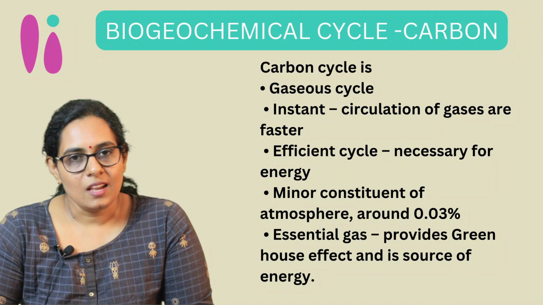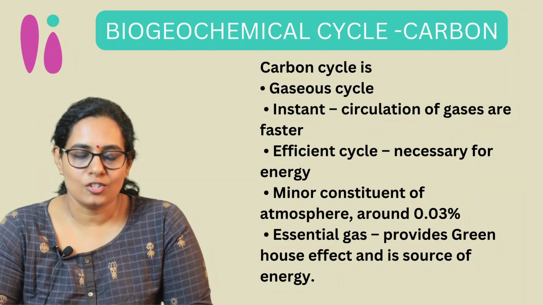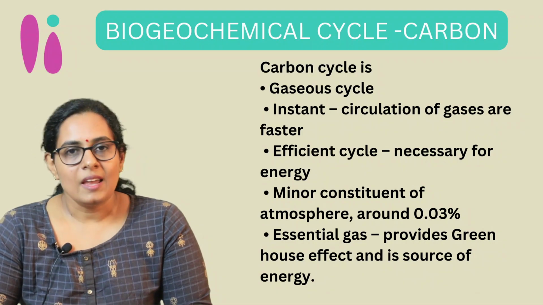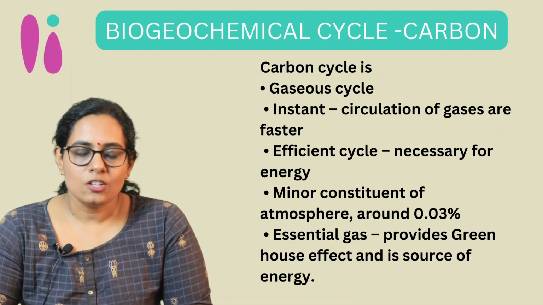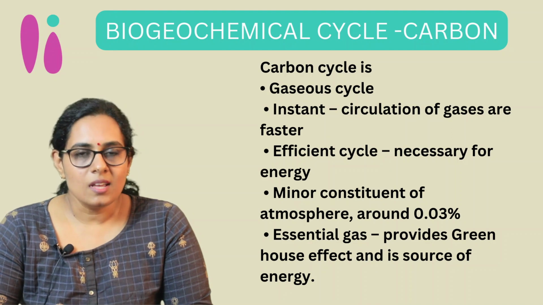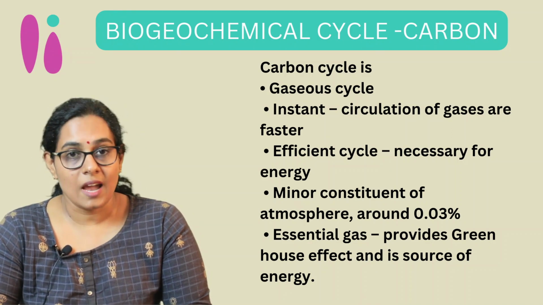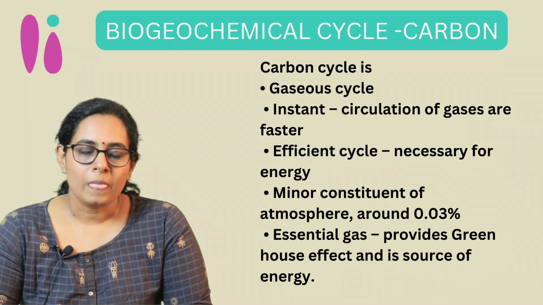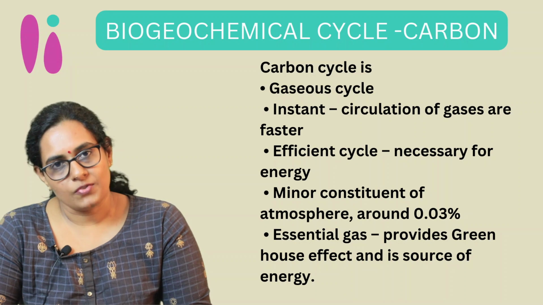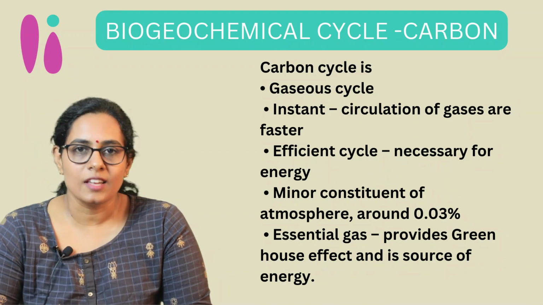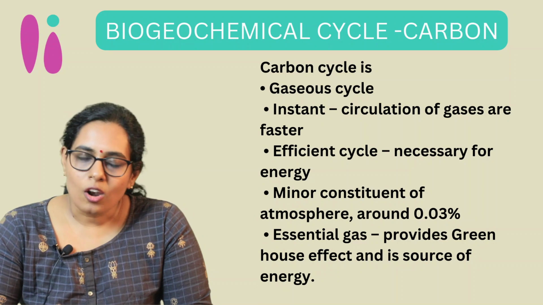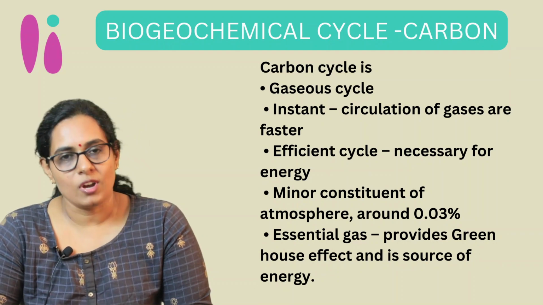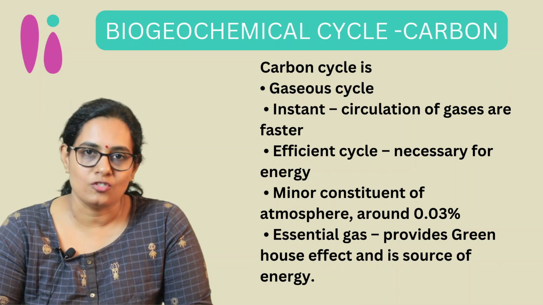So let us see what are the basic features of carbon. Carbon, as a cycle, is a gaseous cycle. Gaseous cycle meaning carbon is absorbed from the atmosphere directly by the plants and converted into glucose, that is energy. So it is absorbed from the atmosphere, hence we call it a gaseous cycle. All gaseous cycles are instant cycles because they are readily absorbed and readily converted into energy.